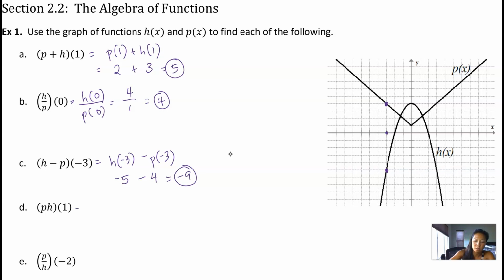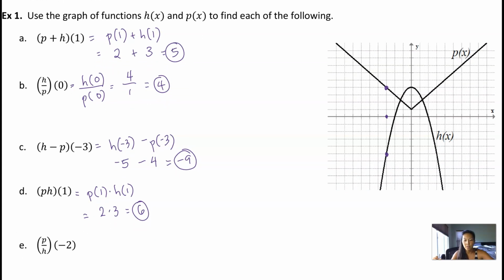Okay, and then the next one's multiplication. So this is P of 1 times H of 1. P of 1, oh, that's the one we did right above on A. So that'd be 2 times 3, which is 6. So slightly different, just the operation of multiplication and not addition, as in example A.